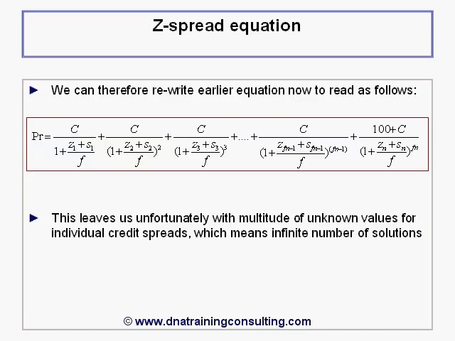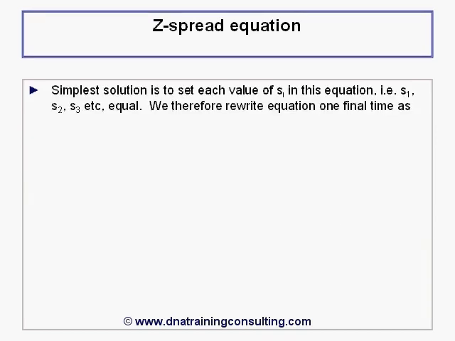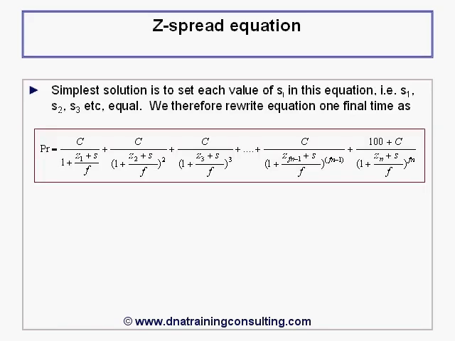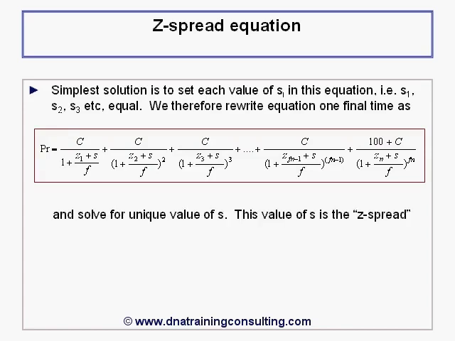The simplest answer to this dilemma is to require each value of Si in this equation, i.e. the S1, S2, S3, etc. values, all to be equal to one another. We therefore rewrite the equation one final time in this manner here, which enables us to solve for this unique value for S, and this value of S is what we call the z-spread.